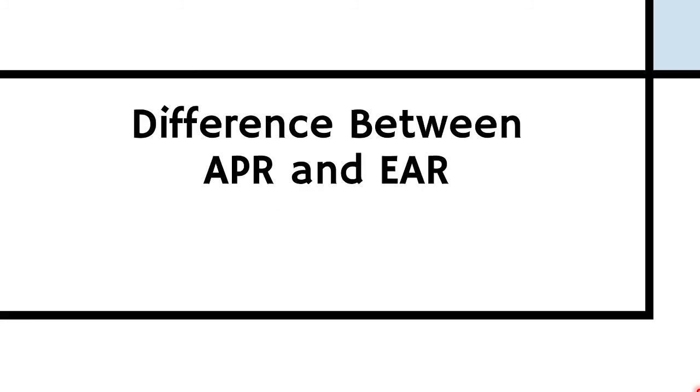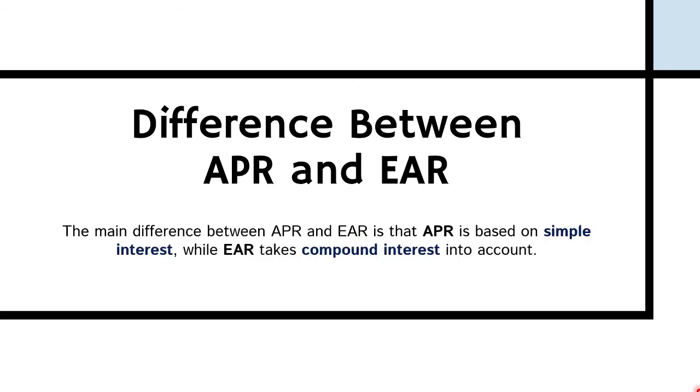Difference between APR and EAR. The main difference between APR and EAR is that APR is based on simple interest, while EAR takes compound interest into account. APR is most useful for evaluating mortgages and loans, while EAR is more effective for evaluating frequently compounding loans such as credit cards.